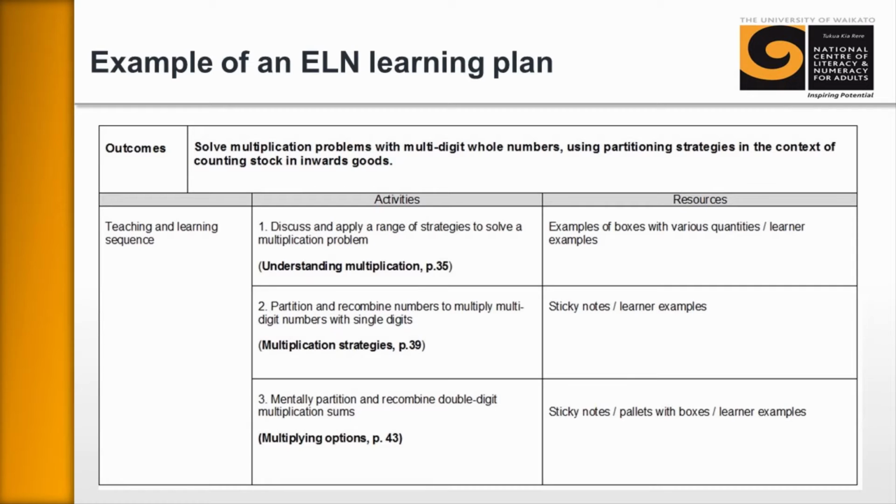Now, once the learners were comfortable with single-digit multiplication and discussions, we moved on to activity number 2. Partition and recombine numbers to multiply multi-digit numbers with single digits. For example, 5 times 15, 5 times 12.